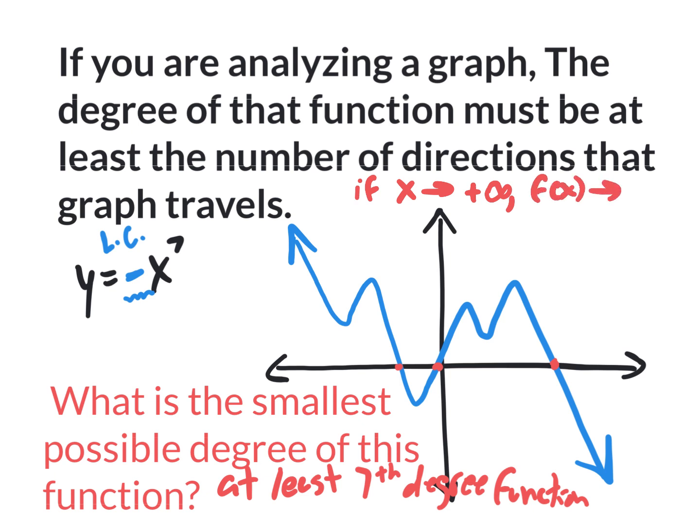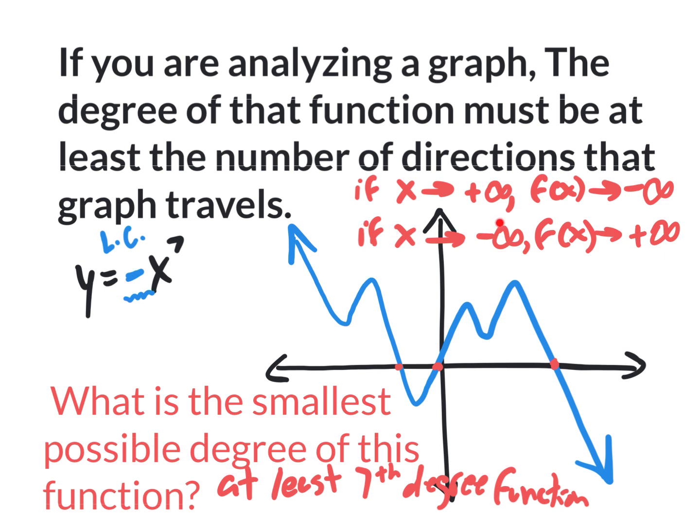F of x approaches negative infinity. Good job. And how about if x approaches negative infinity? What am I going to write? F of x approaches positive infinity, right? We need to understand what this notation means. This means as you look to the right, as your x's go positive, you're looking to the right. So as you go to the right, your y values are going down.